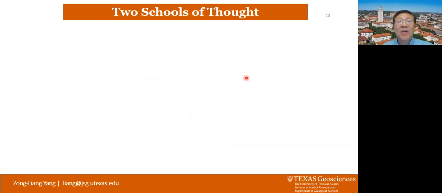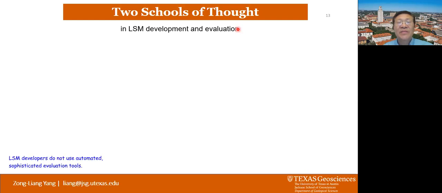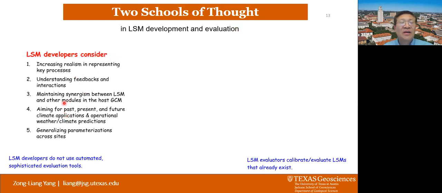By doing that kind of model development, we have to keep in mind there are 2 schools of thought in land model development and evaluation. One school is focusing on model development. For this school, basically meteorologists, mathematicians, or the land surface modelers, their focus is on increasing realism in representing the key processes such as soil hydrology, snowpack, snowmelt, and the radiation transfer and turbulent exchange. So there's no end. Because the surface is so complex, we need to keep increasing the realism.